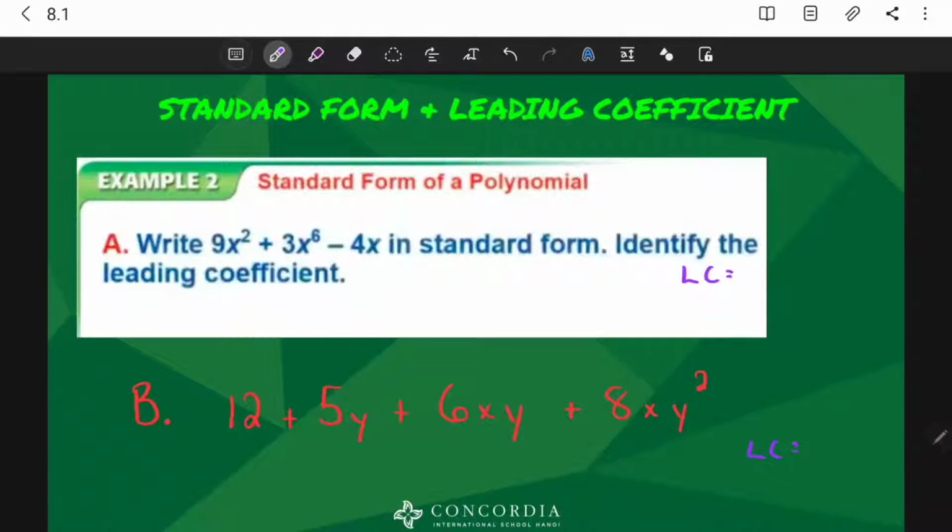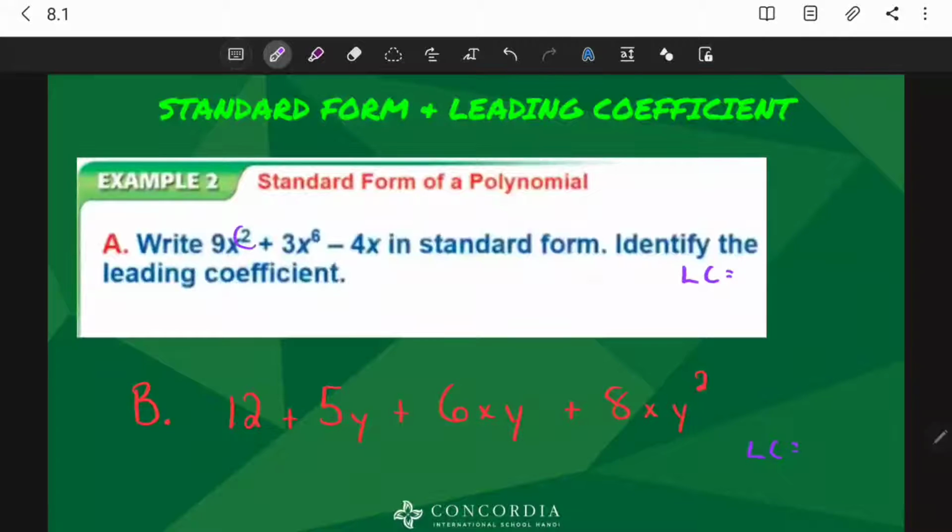Next we're going to be looking at standard form and leading coefficient of our polynomials. In example A, we have 9x to the power of 2 plus 3x to the power of 6 minus 4x. We're going to put it in standard form and then identify the leading coefficient. To put it in standard form, what we need to do is arrange by powers from greatest to least. So we're going to identify the different powers in this.